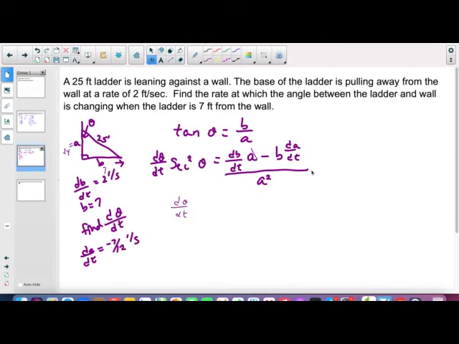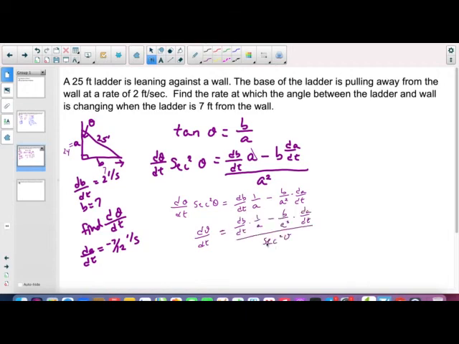So if I simplify this a little bit, if I divide this and this by a squared, I'm going to leave the secant squared over here. Now I would have dB over dt times 1 over a minus b over a squared times dA over dt. And then if I want to get d theta over dt by itself, I'm going to take this and divide by secant squared.